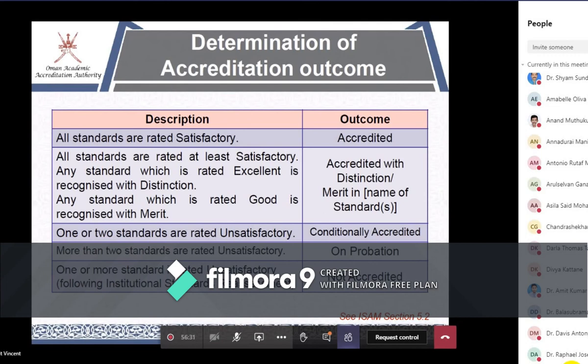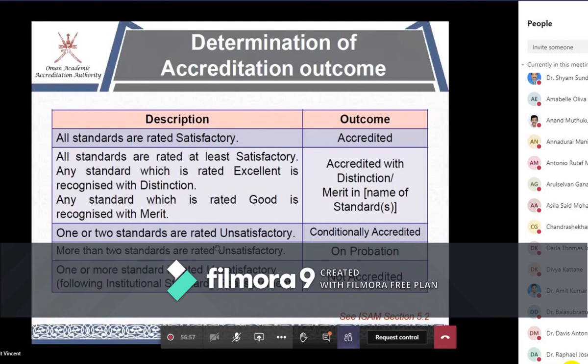Now if 1 or 2 standards are rated unsatisfactory, that means we have 1s and 0s in that, then we will get only conditionally accredited. Within the period of 6 months, we will have to submit the document again for accreditation.